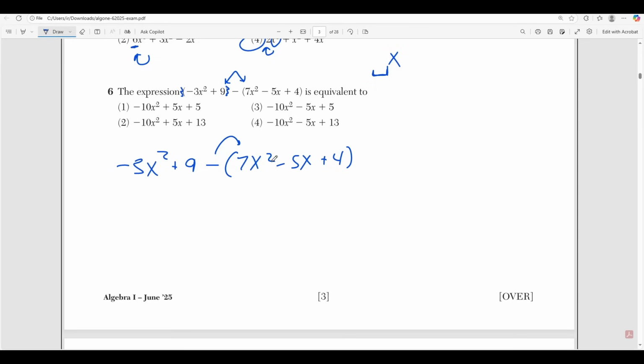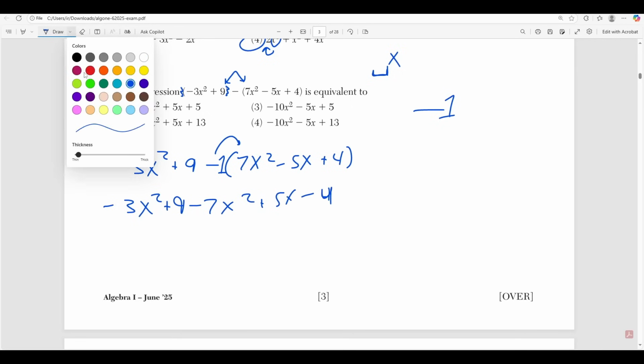But there is a sign in front of these parentheses, so I have to get rid of them by multiplying by this negative 1. Even though it doesn't look like there's a negative 1 there, there still is. Remember, when you see a random minus, there's always a minus 1 in front of that. So I'm going to have to multiply everything on the inside here by minus 1. So now I'm left with negative 3x squared plus 9 minus 7x squared plus 5x minus 4.